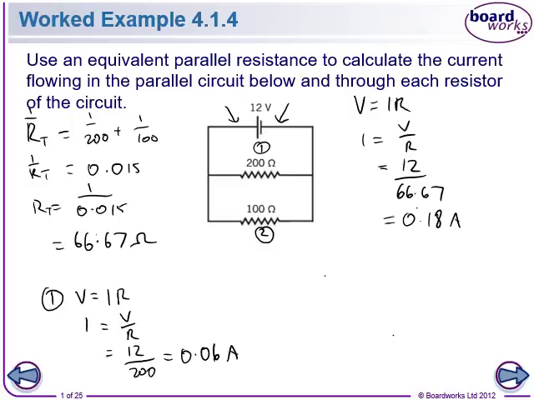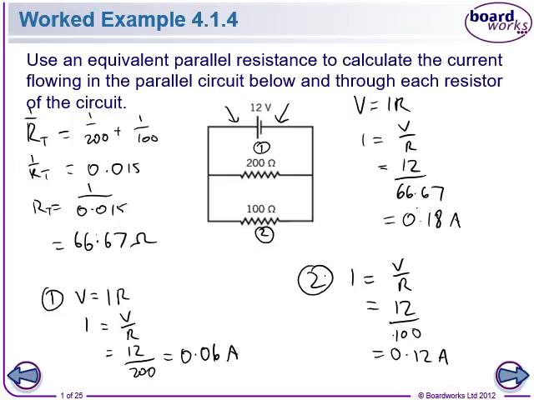Going through number 2, again, we know the voltage. We don't know the current. So I equals V on R. Our current is 12 over 100, 0.12. And we have the current going through both resistors.